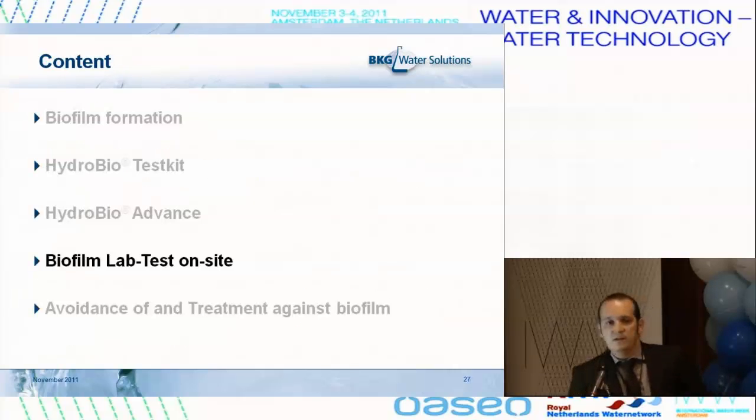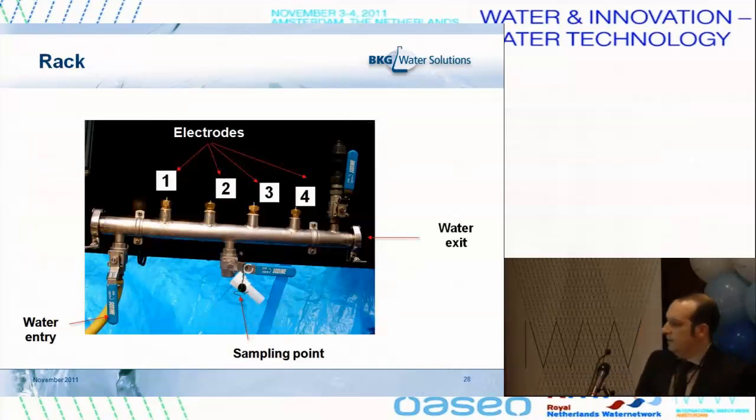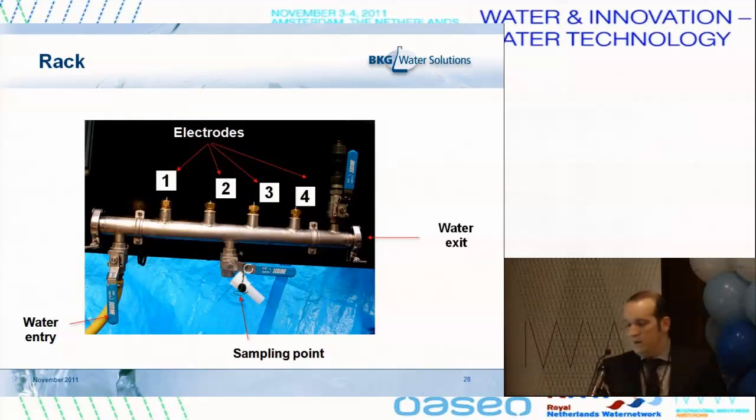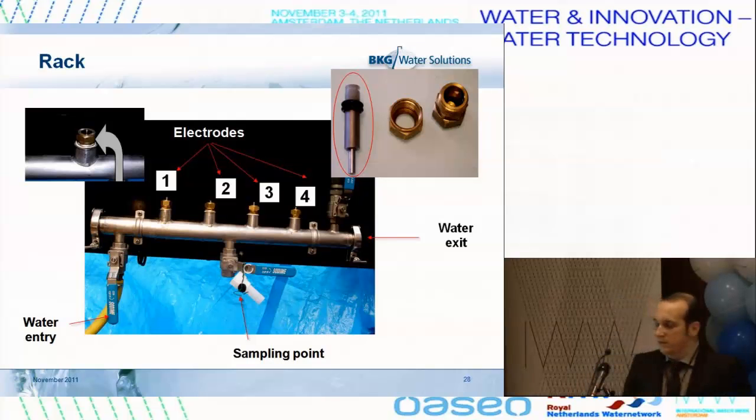So the latest development we are doing right now is the electrochemical sensor. Here we have a test rack. Here you have the water entry, here the water outlet. You have the possibility to take a sampling point. And on these holes, we put one of these electrochemical sensors. So you have in one test rack 4 electrochemical sensors.